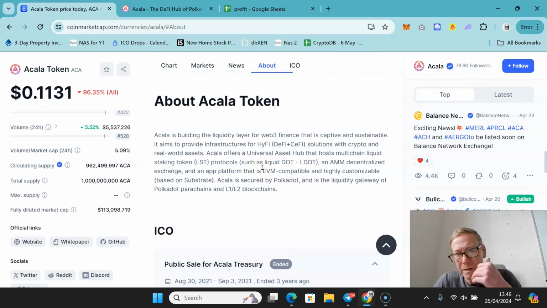Now, it's a liquidity layer. They've built the liquidity layer for Web3 finance. That's the idea, right? It's a hybrid of DeFi and centralized finance solutions, and it also involves real-world assets. The Universal Asset Hub is the multi-chain liquid staking protocol. They have an AMM, and they have an app platform that's Ethereum virtual machine compatible and customizable based on Substrate. As a concept, really good concept.